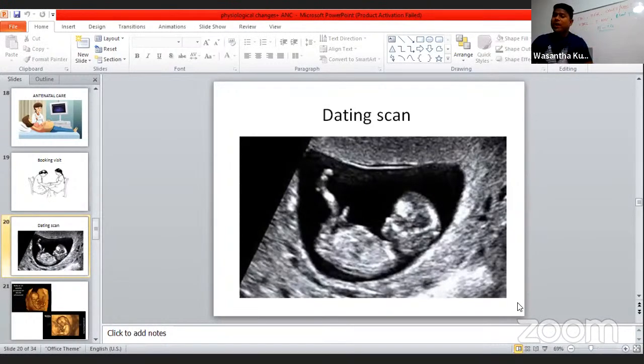Now, what are the other advantages of doing a dating scan? What other information can you gain? You can count how many fetuses, whether it's a single fetus or multiple fetuses, twins, triplets, and so on. You can see the chorionicity. You can measure nuchal thickness. All these assessments can be done at the dating scan. So it's very important.